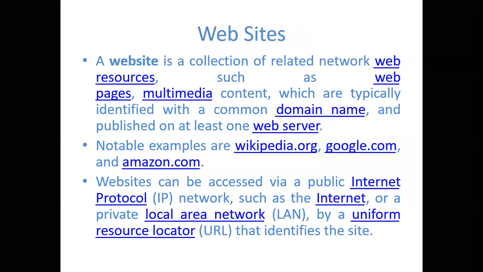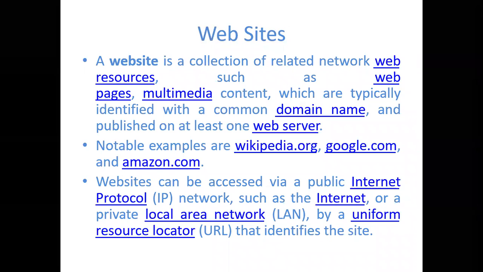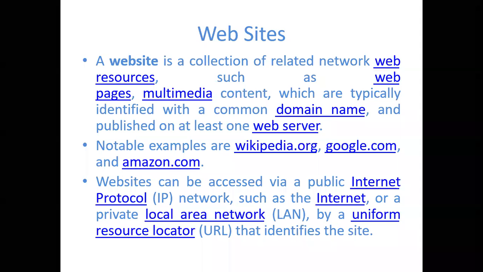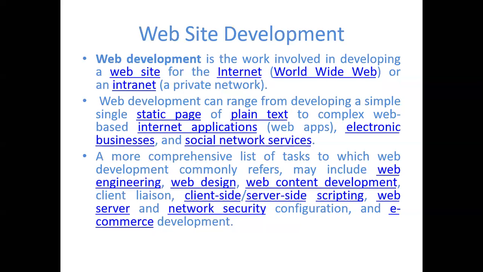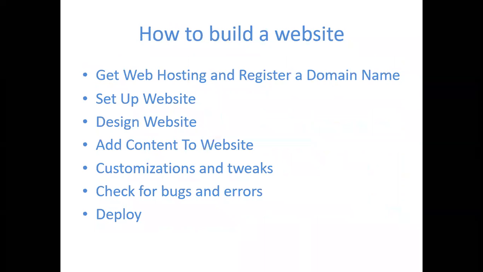So we have seen this in the last class: notable examples of websites like Wikipedia, Google, Amazon, then Internet Protocol, local area network, and uniform resource locators, the complete name of a particular website. We also studied the home page and the landing page. So what is the task of website development? Static pages and dynamic pages we also saw in the previous class. This is where we stopped in the last class.